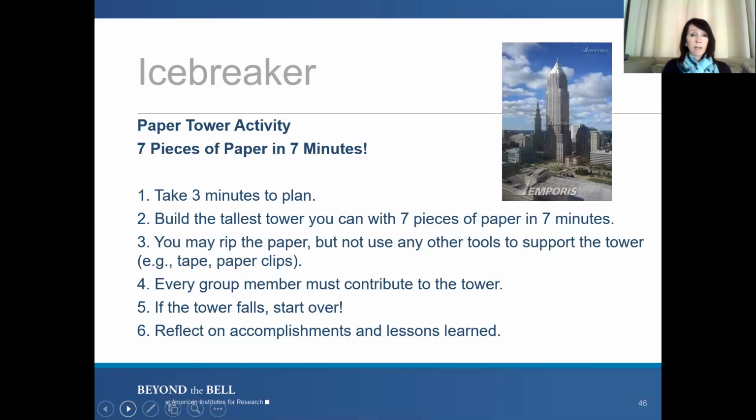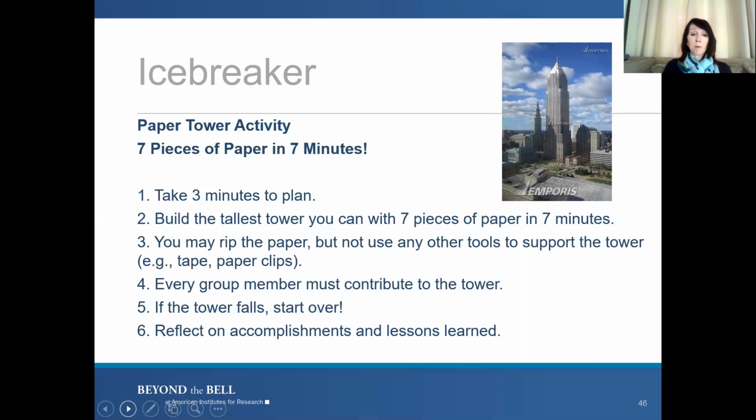Here's one of my favorite icebreakers. It can also be used as a team building exercise: the paper tower activity, 7 pieces of paper in 7 minutes. For this activity, you would separate your group into teams of anywhere from 2 to 4 to 5 people. You would provide them with 3 minutes to plan without manipulating the paper, really just talking about it. And then they have 7 minutes to build the tallest tower they can with 7 pieces of paper.